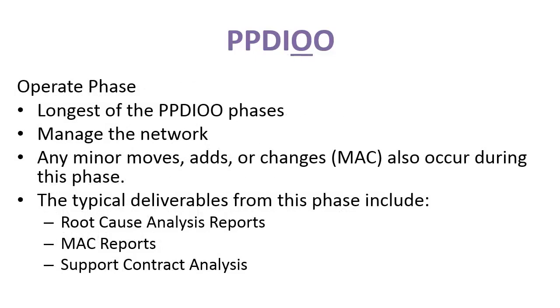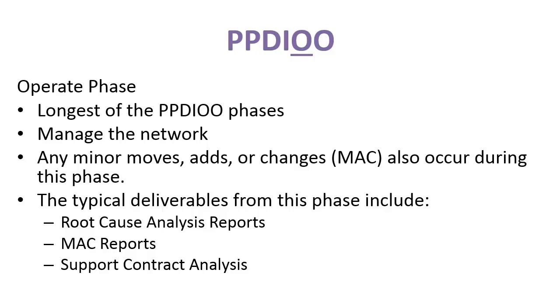The next phase is the operation phase, or operate phase. Now, this is considered by far the longest of any of the phases in the life cycle, but this is basically because the solution is now in place and you are taking a look at what you have in place without making any major changes to the network.